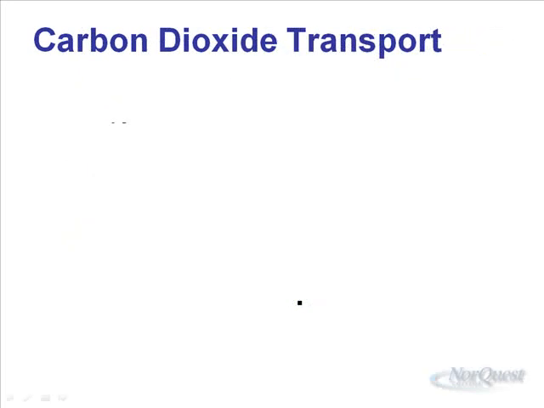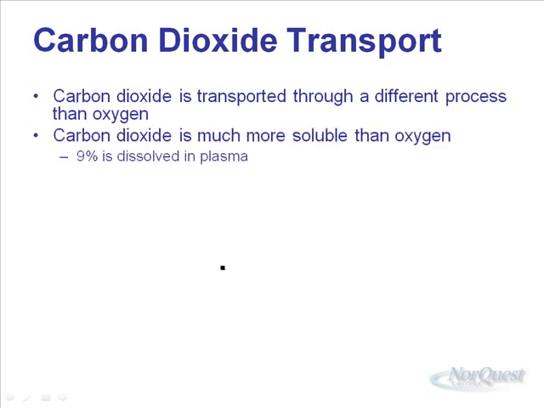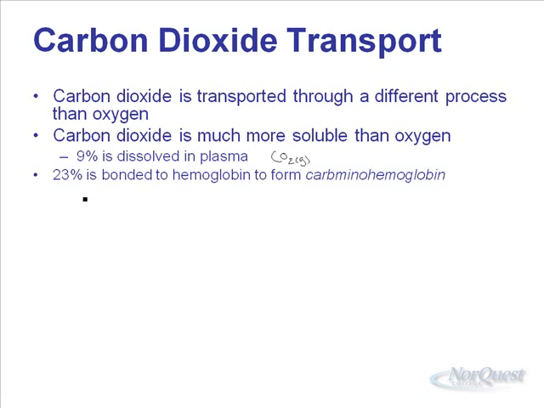Carbon dioxide transport's a little bit different. There's a few ways carbon dioxide can be transported through our body or through our circulatory system. So about 9% dissolves directly in the plasma. This is the same way you'd see it in pop. Just gaseous carbon dioxide dissolved in blood, dissolved in water.